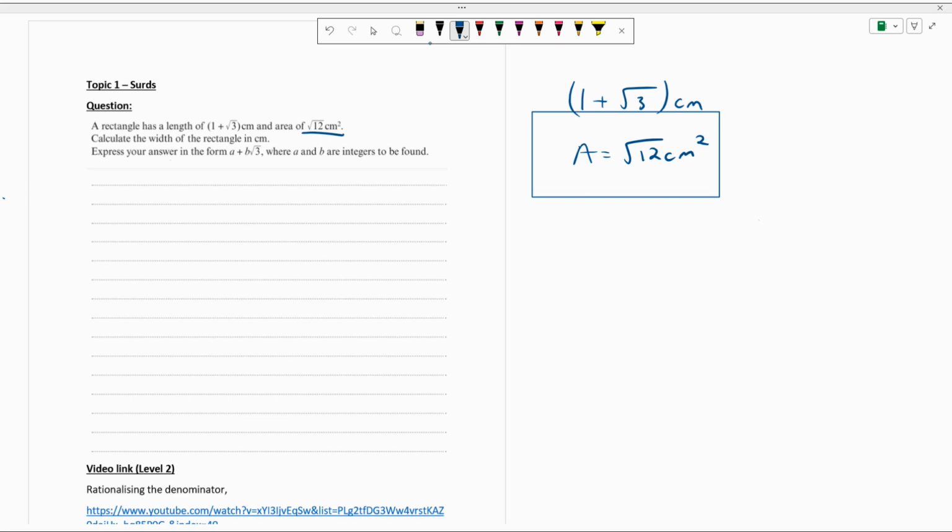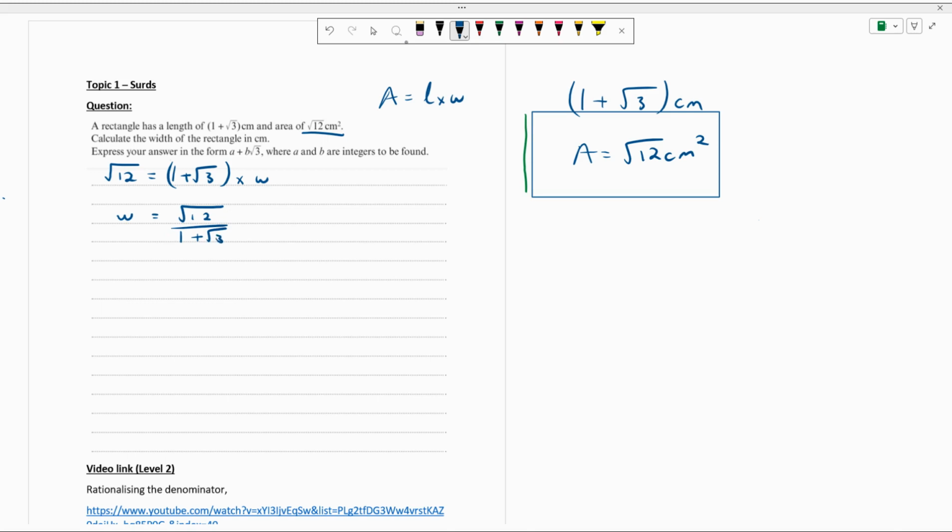Okay, now it's important. All I'm going to remember now is that my area is length times width. So I would have 1 plus root 3 times whatever the width is, and I would have ended up with root 12. So root 12 should be 1 plus root 3 times the width. I'm going to rearrange. I'm going to divide by this. So I now know that my width is root 12 over 1 plus root 3.